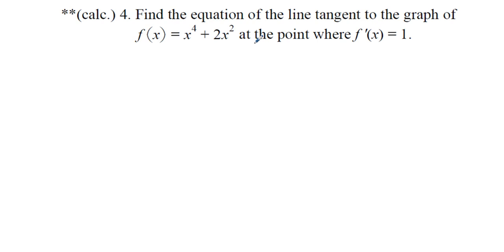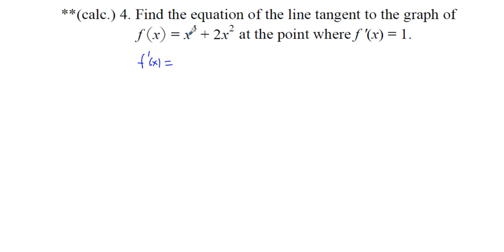Problem 4, which is a calculator problem. Find the equation of the line tangent to the graph of f of x equals x to the 4th power plus 2x squared at the point where f prime of x equals 1. So what we're going to do is find the first derivative of this function here. This is a little bit different from what we've been doing.